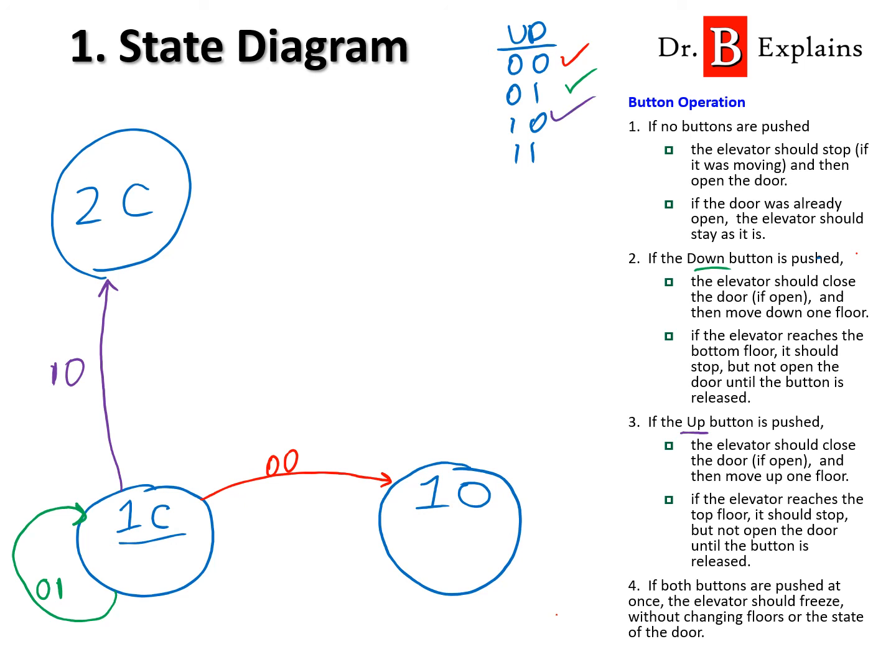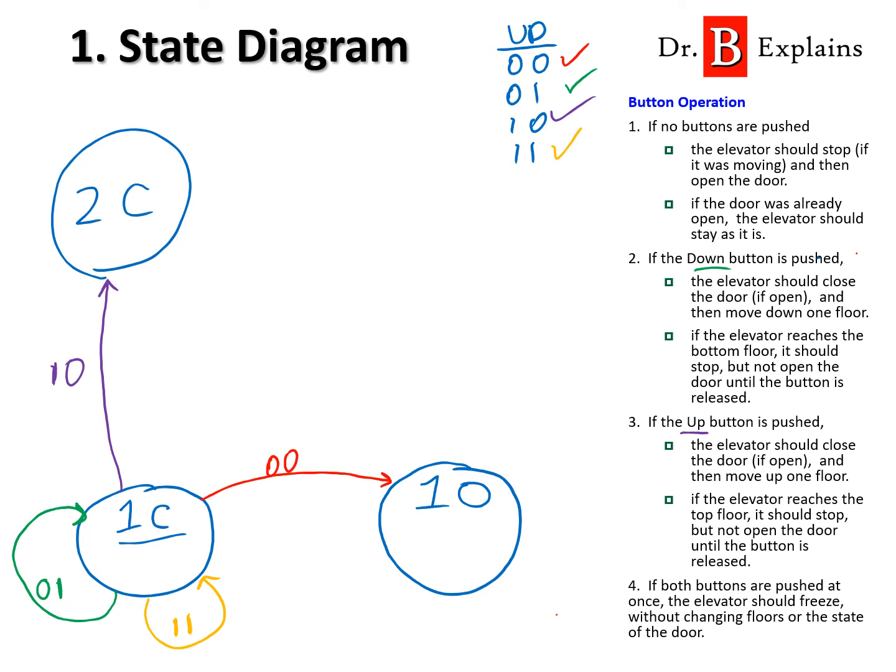The last state, it says that 1, 1. So both of the buttons are pressed. It says the elevator should freeze without changing the state. So we're just gonna stay in that case. So 1, 1. Okay, so we went through all of the possible combinations for the inputs that we have.